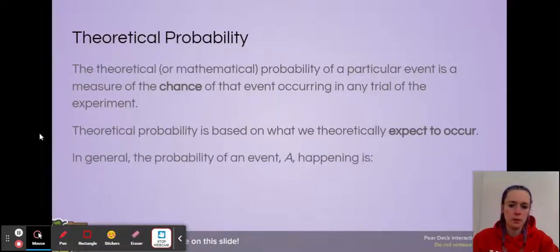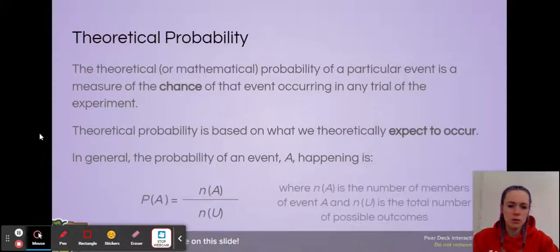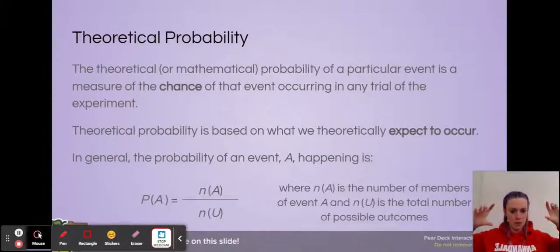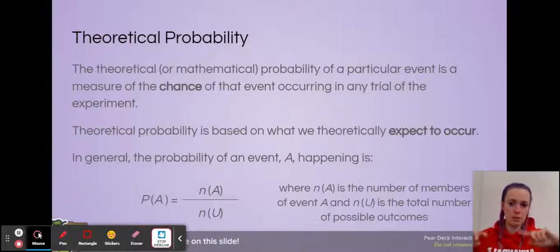In general, your probability of an event A happening is the number of trials or the number of members in event A divided by the total number of possible outcomes. And this is given to you in the formula booklet.